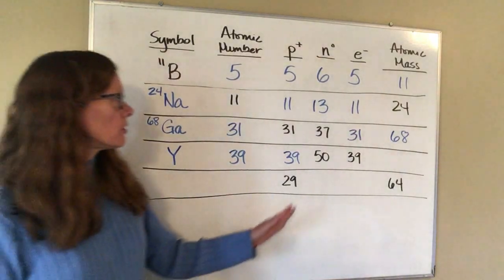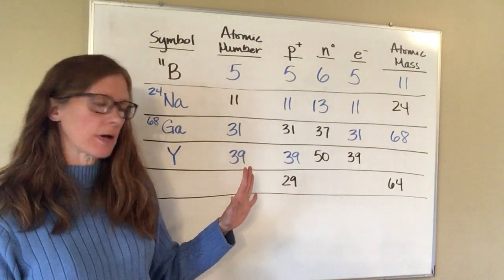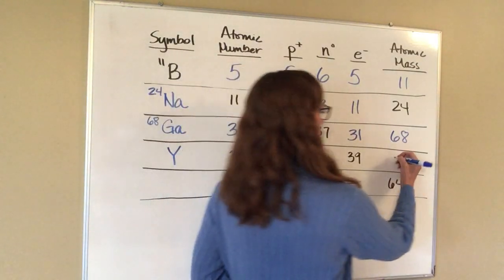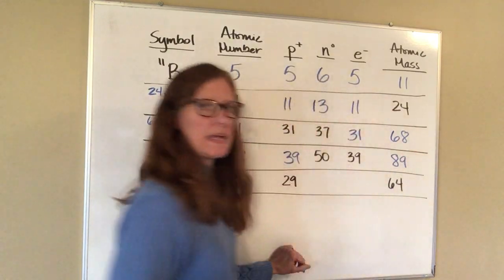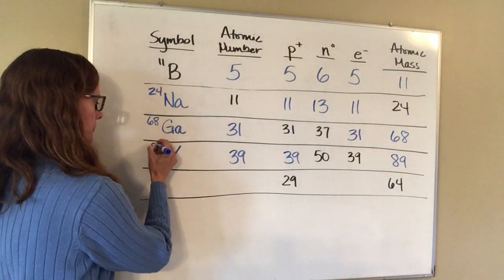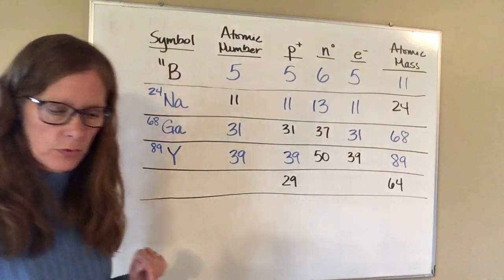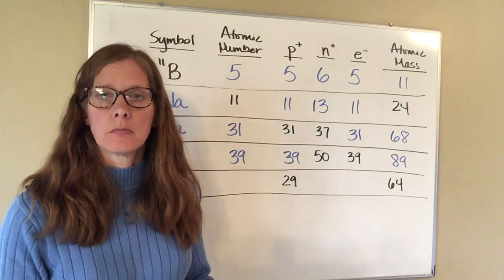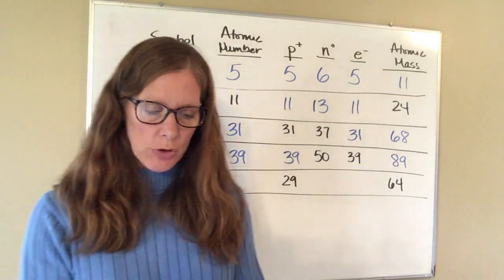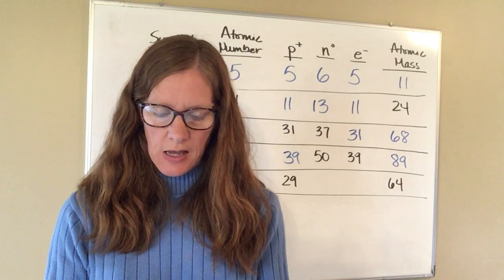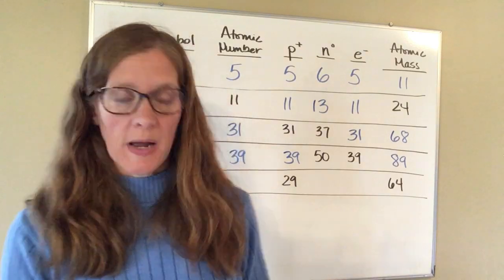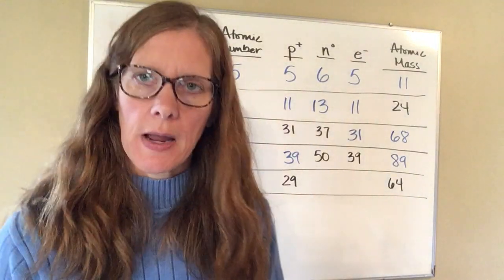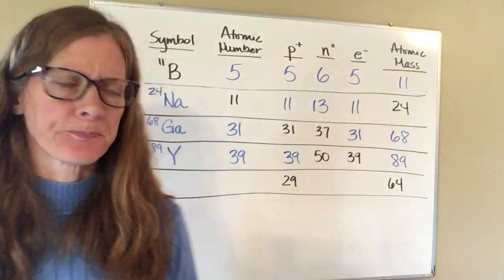And again, I don't have the atomic mass given, but I can figure it out because the mass is the number of protons plus the number of neutrons. So 39 plus 50 is going to be an 89. So I'm going to have an 89 there for that particular isotope. Is that the most common isotope of yttrium? If you look at it, the atomic mass on the table says 88.9, which rounds to 89. So in this case, this is the most common isotope, because that's what I will get if I round the number on the periodic table.